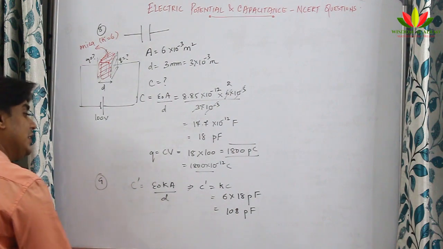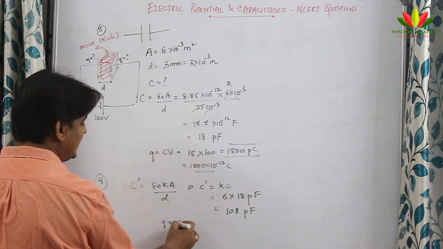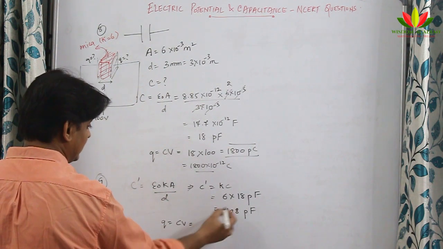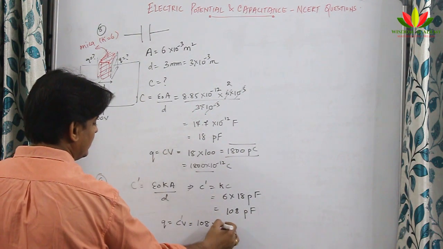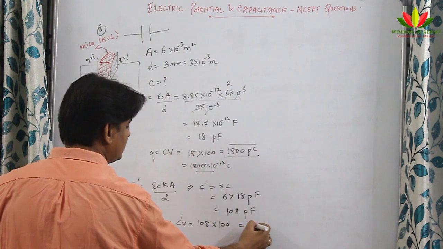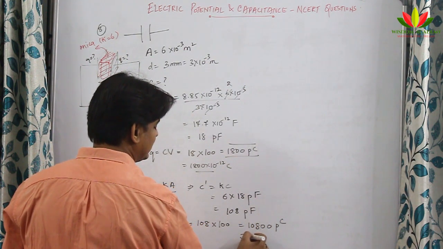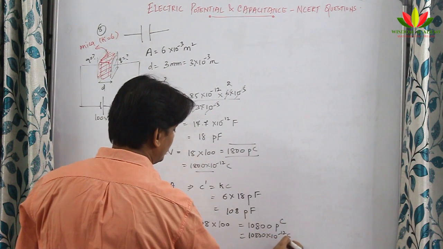And what will be the charge now? Will charge remain same? No, because C has changed, Q will also change. So Q is equal to C into V. What is C? We have found it is 108 picofarad and V is 100. So it will be 10800 picocoulomb. That I can write as 10800 into 10 to the power minus 12 coulomb.